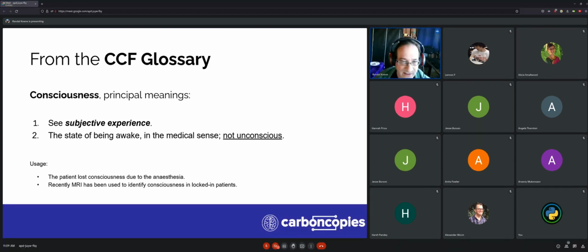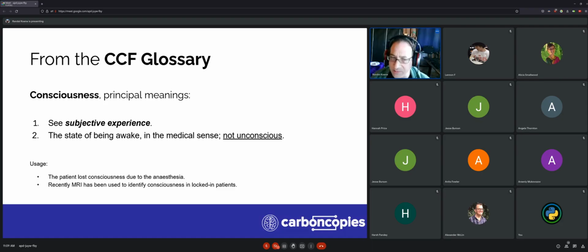So our decision was primarily that because consciousness is used in many different ways, two of the most important ones are listed here. Namely, consciousness sometimes means the subjective experience that someone is having, and sometimes it means the state of being awake or aware in the medical sense, which is best described by its opposite, not unconscious. So you're not whatever unconscious means. Examples of the usage: the patient lost consciousness due to the anesthesia, or recently MRI has been used to identify consciousness in locked-in patients. These are helpful.